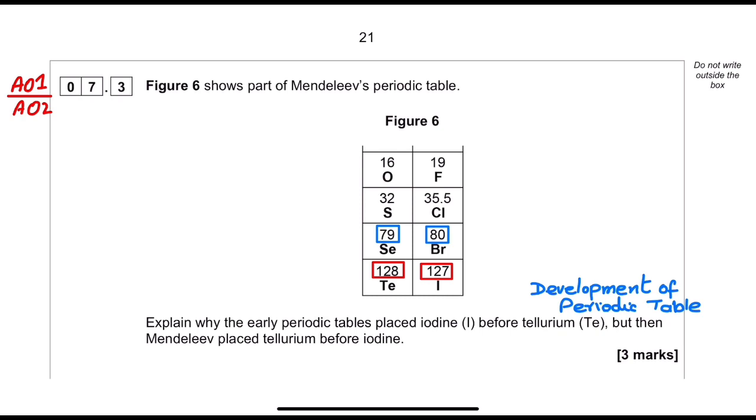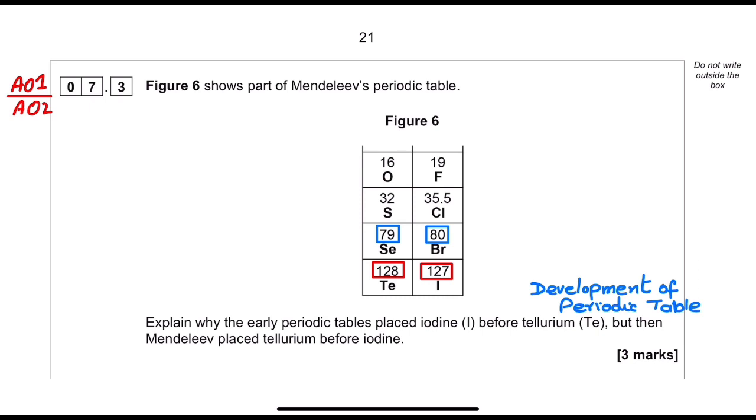7.3 is a combination of AO1 and AO2 question. This is figure number 6, a part of the periodic table. This periodic table is showing Mendeleev's periodic table. We can see that the elements are arranged in the form of columns. Explain why the early periodic table placed iodine before tellurium, but then Mendeleev placed tellurium before iodine. The student must know that Mendeleev arranged the table according to increase of their atomic weight.